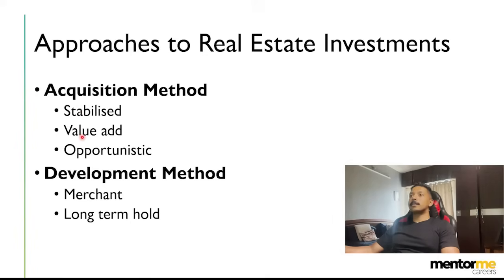The value add is when probably the property is not in great shape, so maybe you would like to improve the property a little bit and again earn the rent and then sell it off at a later stage. Opportunistic is when these are distress sales, like when probably the business has shut down, or maybe there's a recession going on in the area, or maybe the businesses are not working well. So you would try to grab that opportunity, hold it, improve it, rent it out, and eventually sell it.